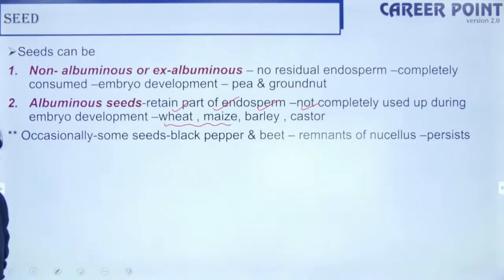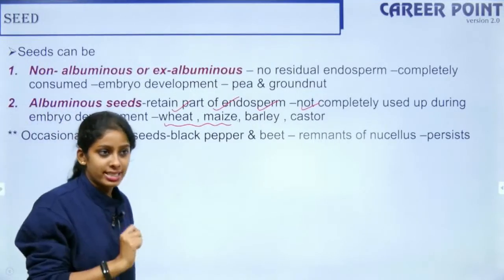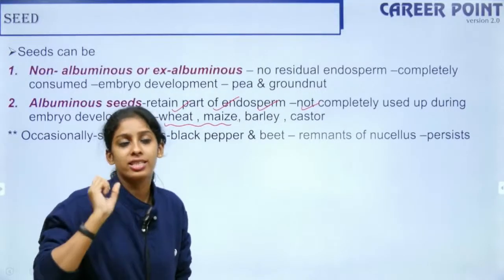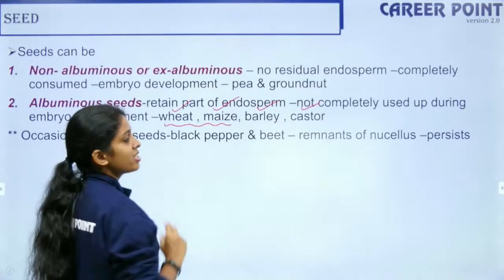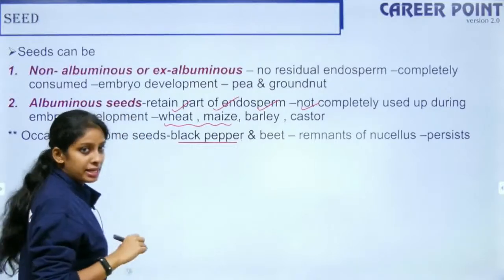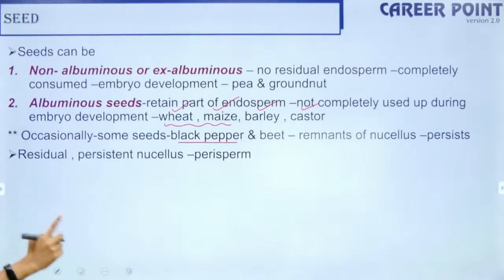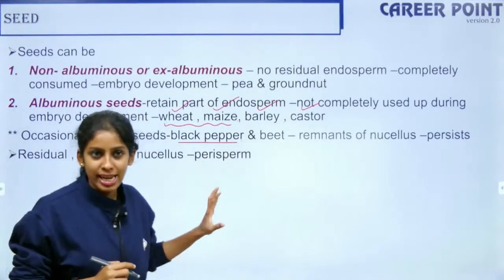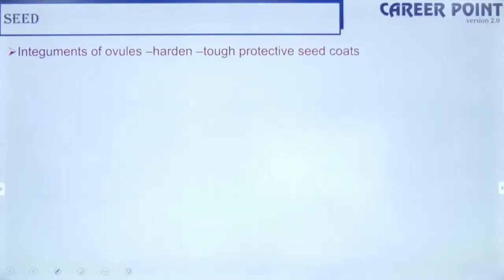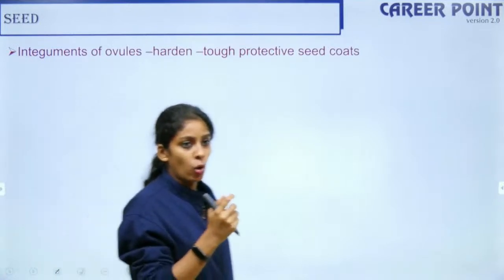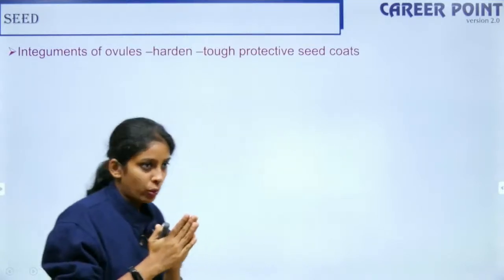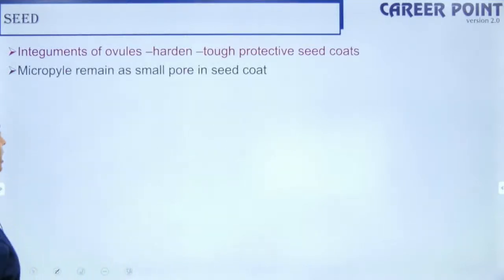So occasionally in some seeds, your nucellus also gets retained. So the nucellus is what has your megaspore mother cell, if you can recollect the embryo sac development, okay? So this nucellus also persists in the case of black pepper and beet. So this is known as perisperm. When your nucellus is retained in the seed, such a seed is known as perispermic. Alright. So the integuments of the ovule harden to form the seed coat. So the integument protects the nucellus, and inside the nucellus you have the embryo sac. Okay. So your integuments develop into the protective seed coat.